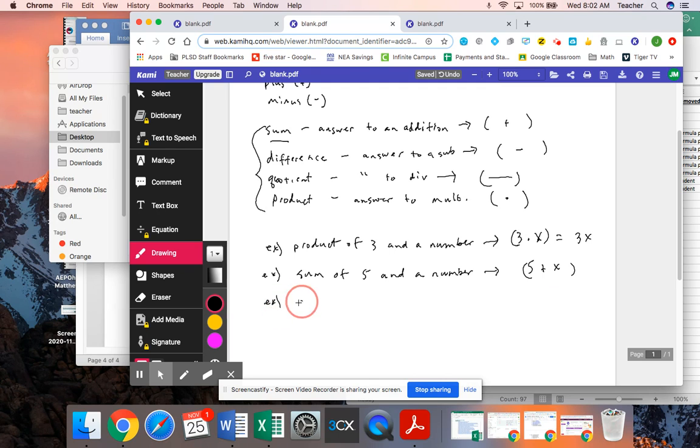If I had the difference of 5 and a number, I again do this, and the order matters. I need the difference of 5 and a number. It kind of lists it in order. I need to do that. The x doesn't always come first.